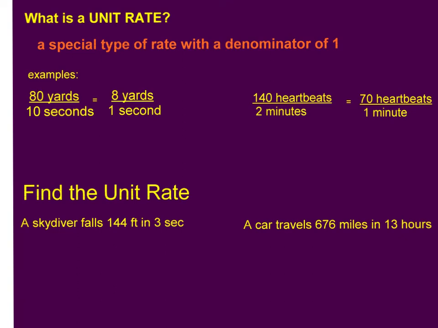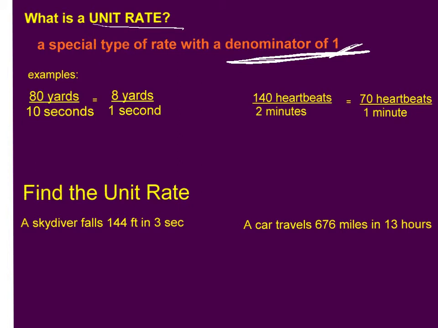Alright, I said that we were going to talk about unit rates. Unit rates are still rates, but they're a special type of rate with the denominator of 1. And that's important. We want to know how much for 1 unit. So here are a couple great examples. We start with 80 yards per, this line means per, 10 seconds. Well, how many yards could we have in 1 second? Well, what we're going to do is reduce and cross those zeros off, and we get 8 over 1.